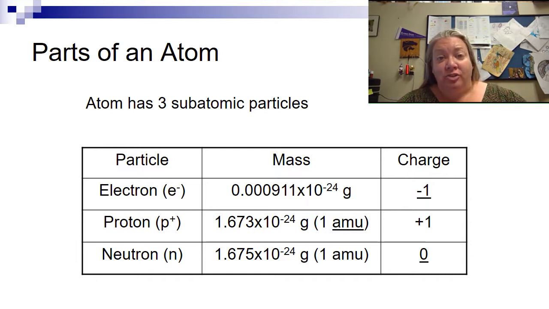And then we have our neutron. The neutron is very similar in size to a proton. It's just a tiny bit bigger, but we had to go out 3 decimal places to see a difference. Later on, when we talk about nuclear, we're going to come back to that difference. And the neutrons have no charge at all. They're neutral because they're neutrons.